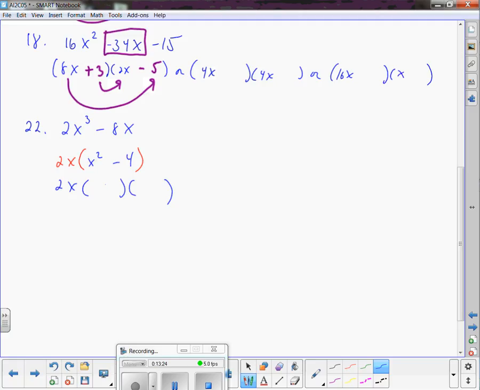So 2 parentheses, plus in the middle of one, minus in the middle of the other. Square root of the first, square root of the last, and 2x times quantity x plus 2 times quantity x minus 2. How many got that correct? Okay, good. So keep common factors in your brain and don't neglect them. Let's try 37.